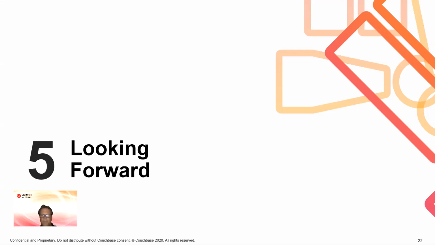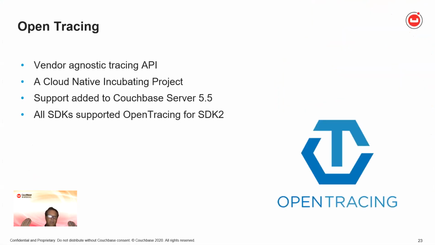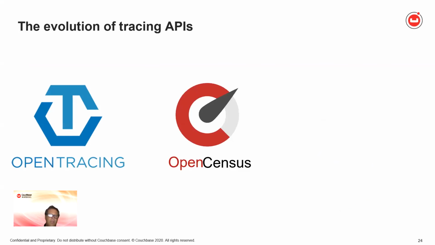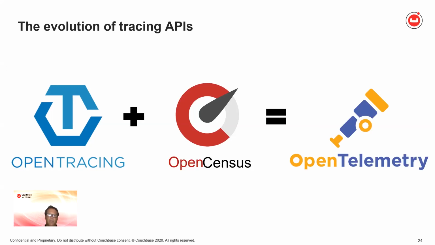So looking forward, well, first we have to look back a little bit. SDK 2 was based on OpenTracing, which is a vendor-agnostic tracing API, a Cloud Native Computing Foundation project. All of the SDKs supported OpenTracing for SDK 2. That being said, things have changed. There's been some evolution. OpenTracing plus OpenCensus, another tracing API, have joined. And now we have OpenTelemetry.